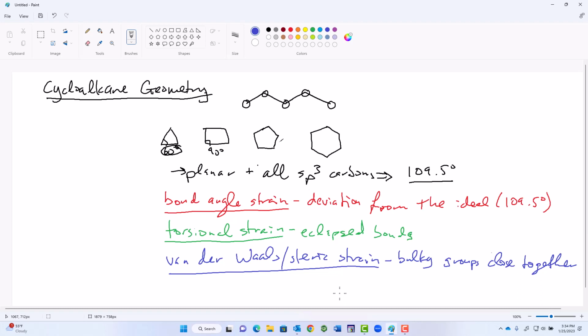So let's go through all four of these, cyclopropane, cyclobutane, cyclopentane, and cyclohexane, and examine how we can minimize these three types of strain in order to have an ideal structure. This will be key when we're talking about the actual structure of these different types of cycloalkanes.